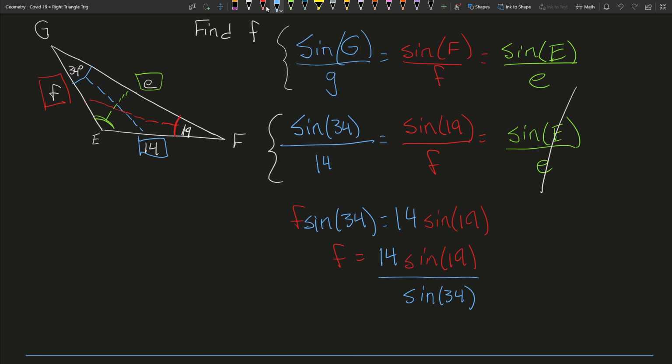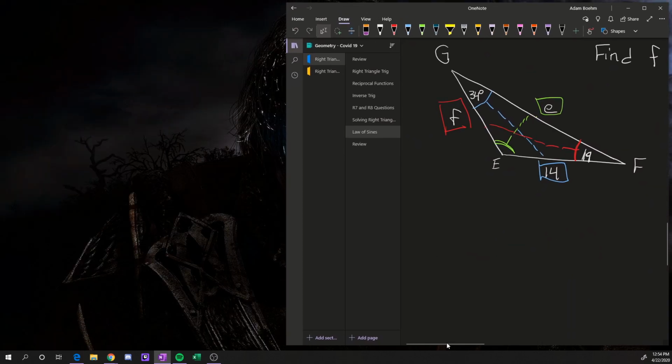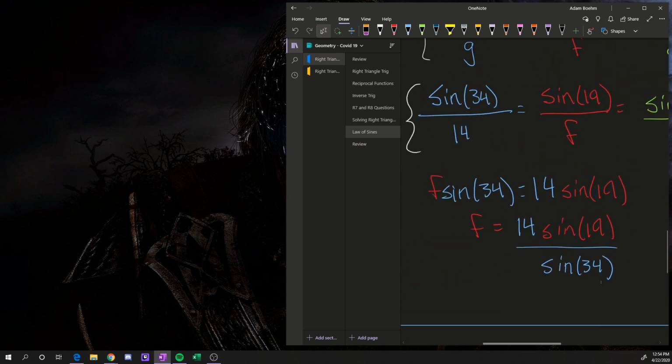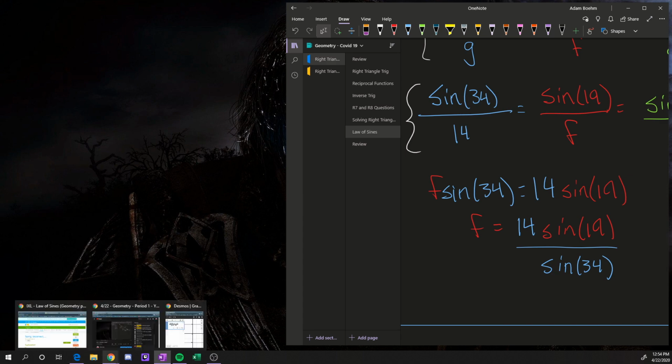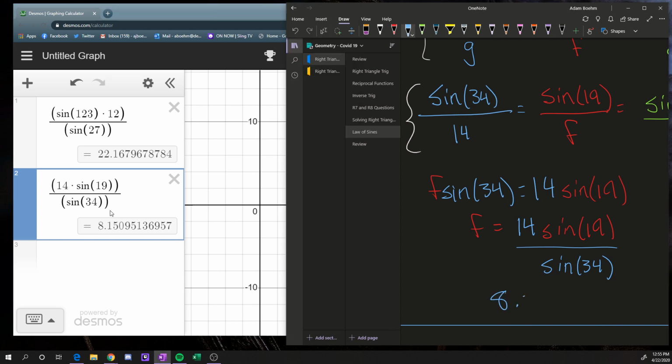And then we can go to a calculator, type it in, and get an answer. So when I do that, I type in parentheses for the numerator, 14 times sine of 19, divided by sine of 34. When we hit enter, we get 8.15. Again, I think this says round to the nearest tenth. So our answer is 8.2. So that is the f side length.